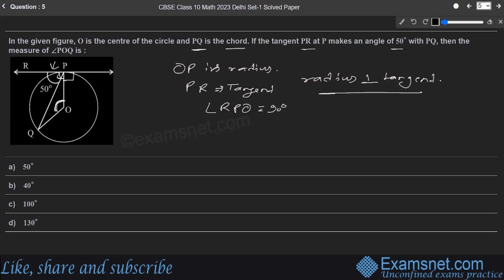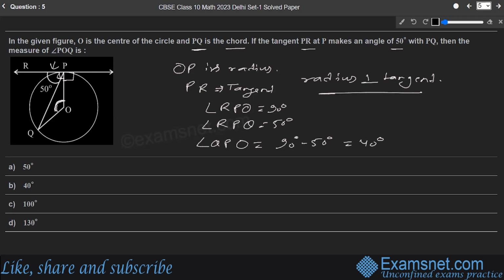We can say angle RPO is 90 degrees. But we can see that angle RPQ is 50 degrees. So we can find angle QPO, that is 90 degrees minus 50 degrees, that is 40 degrees. So the angle QPO comes out to be 40 degrees.